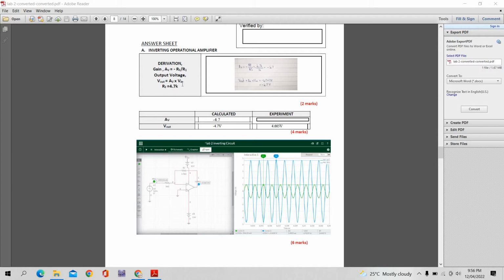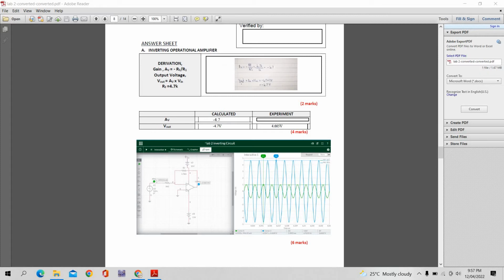4.7k ohm, and I have used this formula to find the gain for this particular circuit. The formula is negative RF over R1. For this circuit, the RF is 4.7k and the R1 is 1.01k, so we divide and the answer will be negative. We will see why the formula is negative in a while.